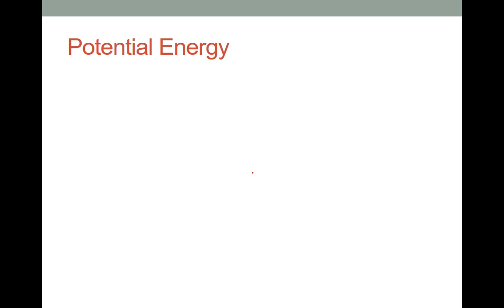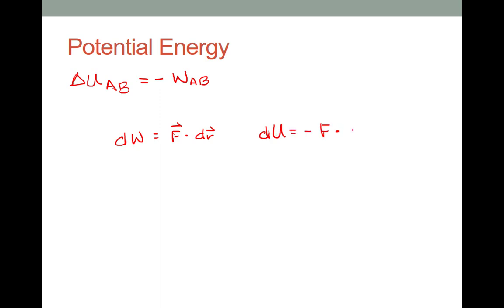So, potential energy. Okay. By definition, the change in a potential energy to go from point A to point B is the negative of the work to go from A to B. Bringing in the definition of work, which we know a little chunk of work is F dot dr. We can now say that a little chunk of potential energy will be negative F dot dl.